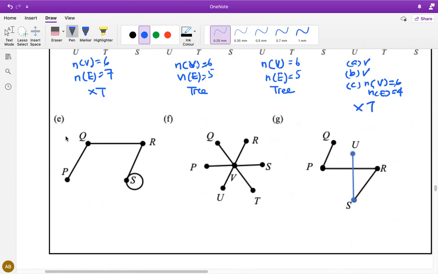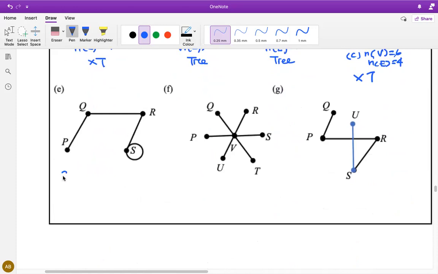Okay, E. Right, so we do the checking A, B, C. So A, okay, if A is not fulfilled, then you don't need to go to B. Therefore, there's a loop, right? So the first one already, this is a loop, then it is not a tree. Okay, then we go to F. F, all right, let's check F.